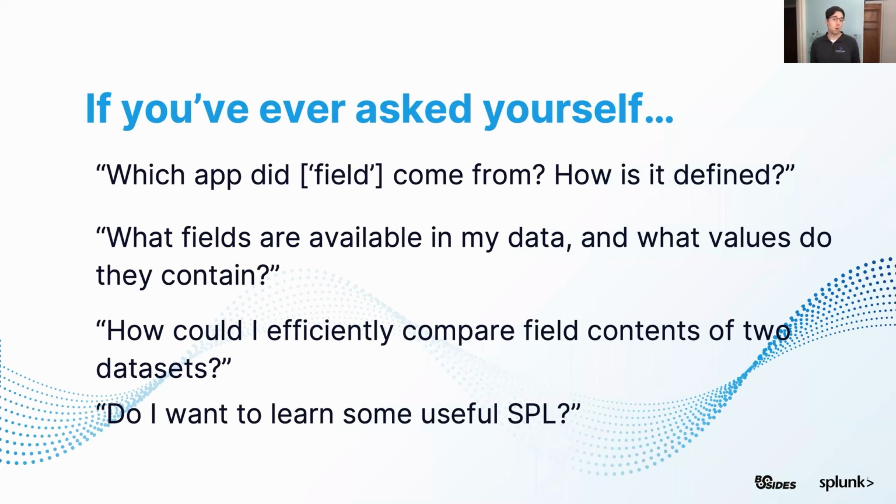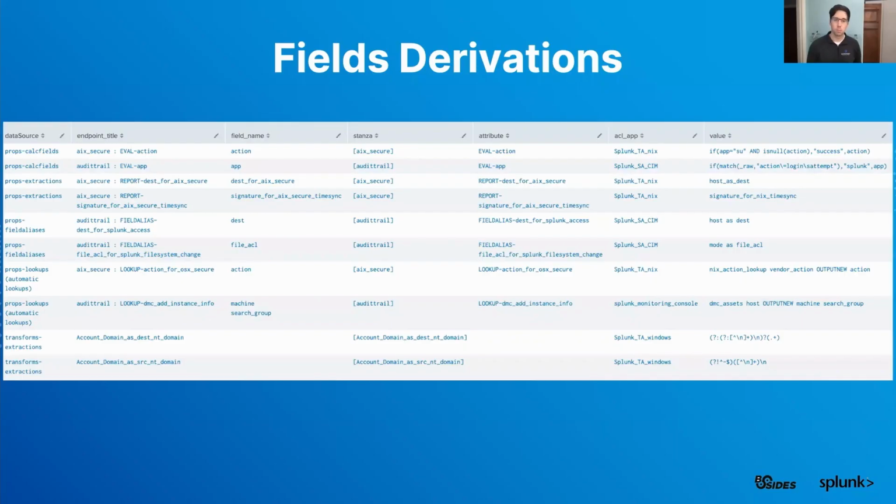So, what are the utilities that we'll be covering today to help answer these questions? Derivation of fields in your data: where they're defined, where they're coming from, where they exist. This includes calculated fields, field aliases, props and transforms extractions, and automatic lookups.